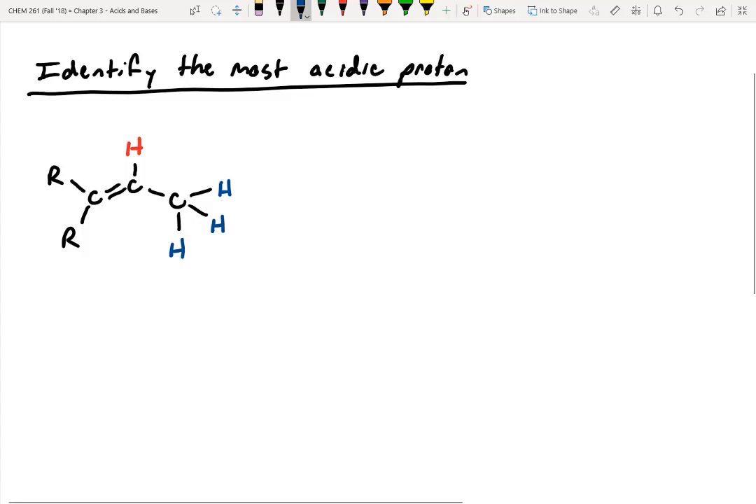Meaning, if I were to treat this with a base, which proton would get removed first, preferentially over the other, the red one or the blue one?